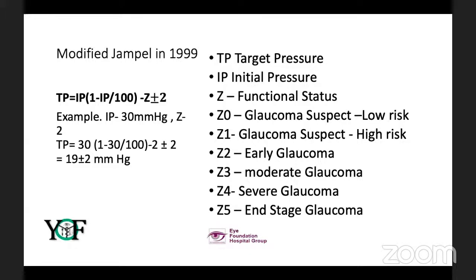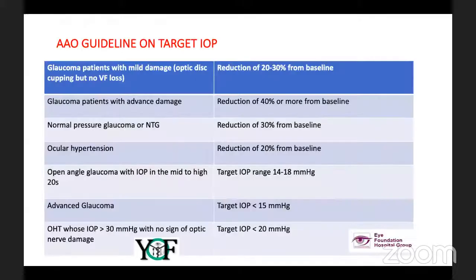And you have Z0, which is the glaucoma suspect with low risk, Z1, glaucoma suspect with a high risk, Z2, early glaucoma, Z3, moderate glaucoma, Z4, severe glaucoma, and Z5, end-stage glaucoma. The classification will depend on the level of classification that we have using the visual field test.